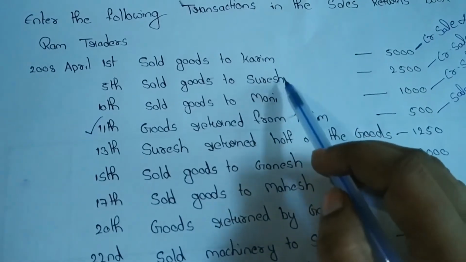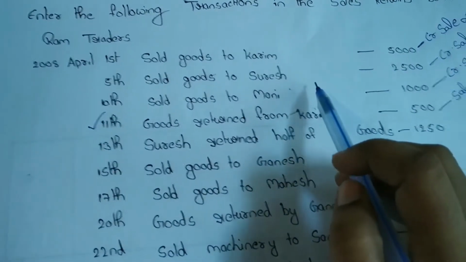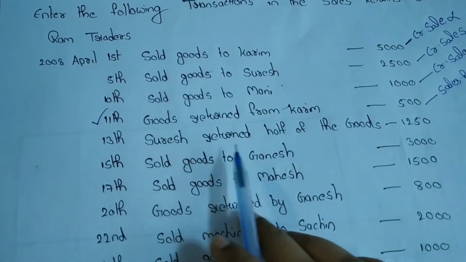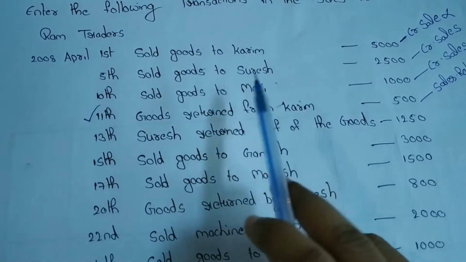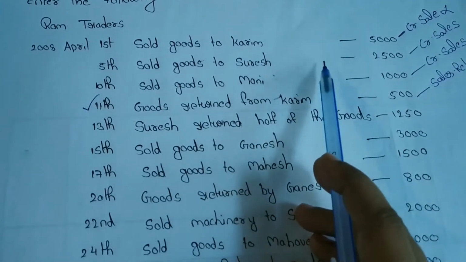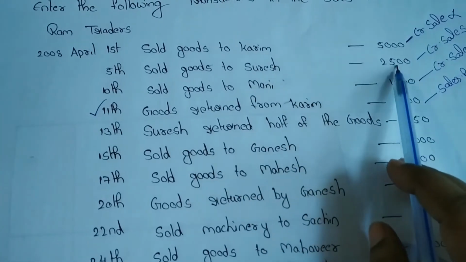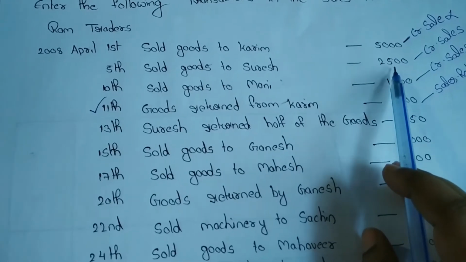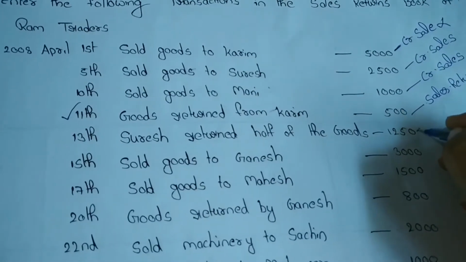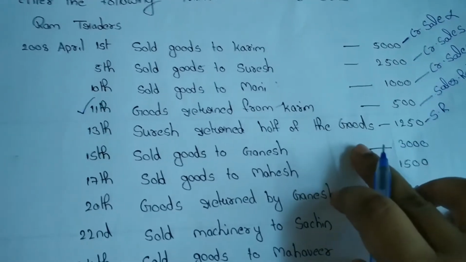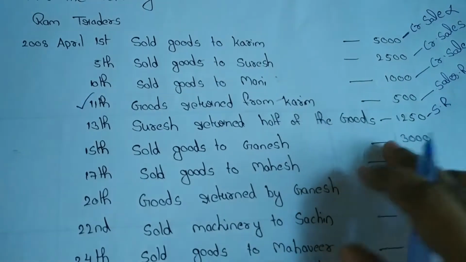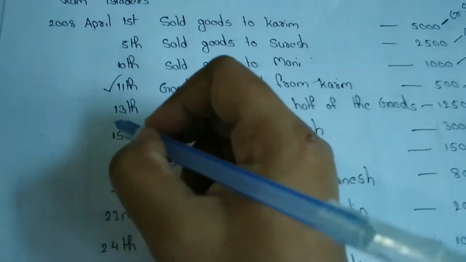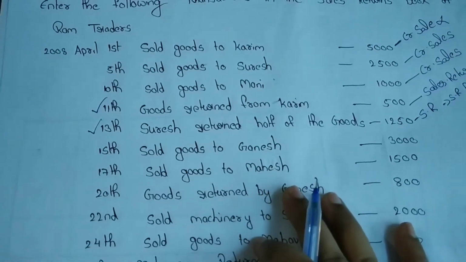These three belong to the sales book, so they are not recorded in the sales returns book. Next one, on 13th, Suresh returned half of the goods. On 5th, we sold goods to Suresh, amount 2500. Half means 1250, right? So that part of the goods was returned by Suresh. That is called sales returns. So it comes under the sales returns book. This was the second transaction that should be entered in the sales returns book.